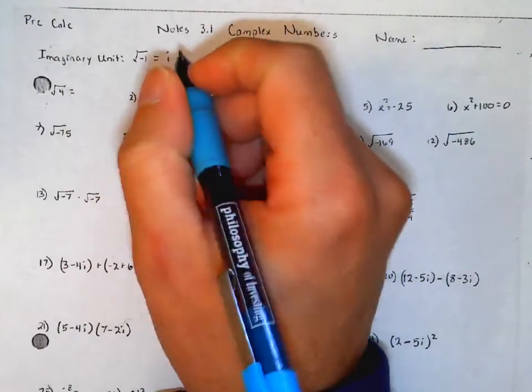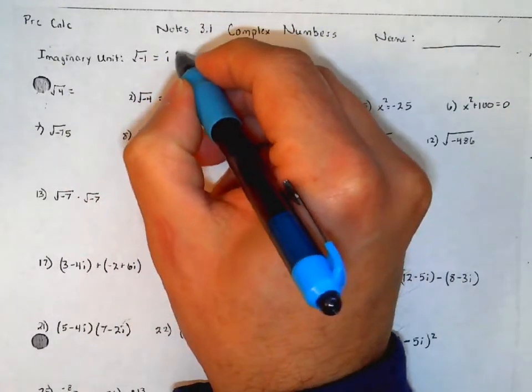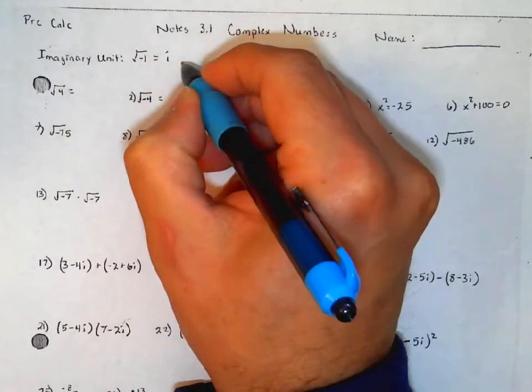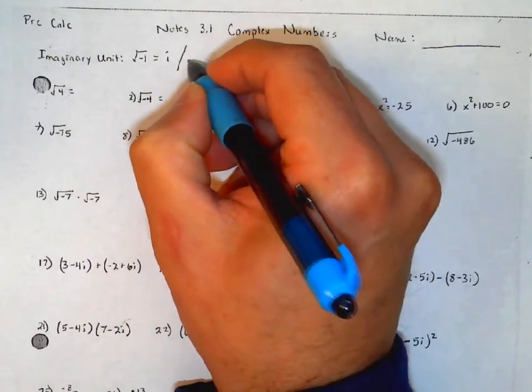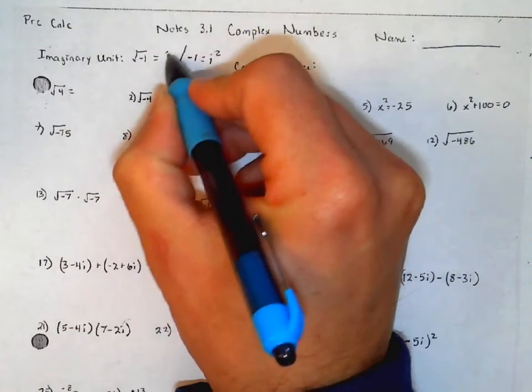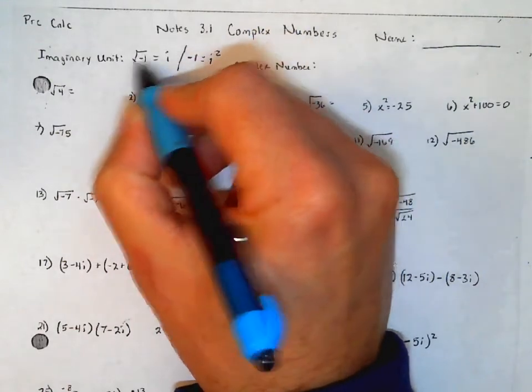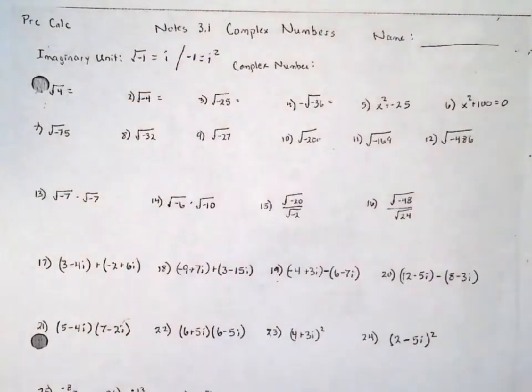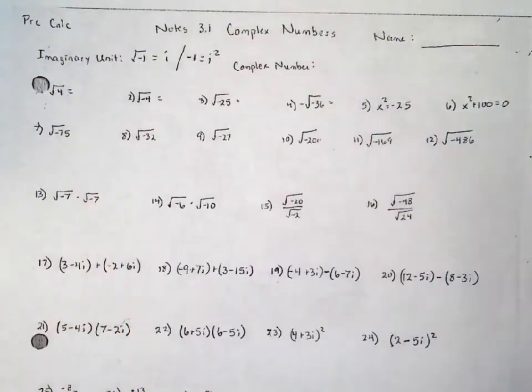So the square root of -1 is i. That's our imaginary unit. Now, if I square both sides, I get that -1 is equal to i squared. The square root and the square cancel out, giving us -1. So those are two properties we want to think about there.